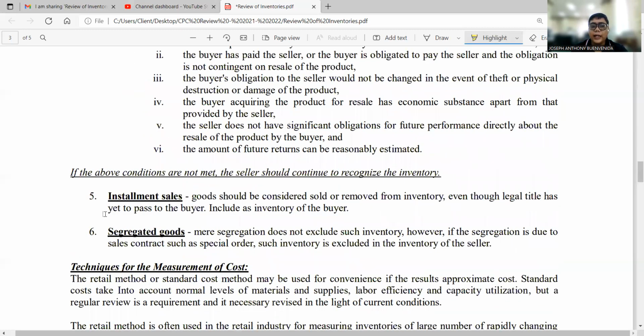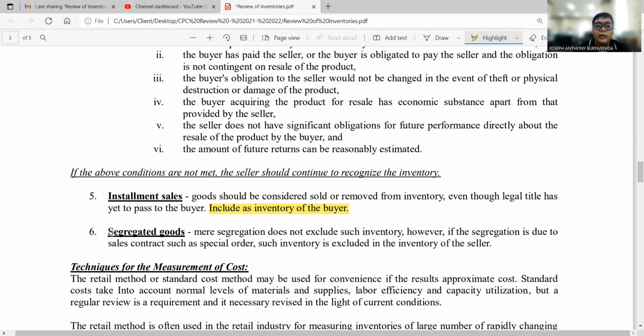Next will be the installment sales. Goods should be considered sold or removed from the inventory even though legal title has yet to pass to the buyer; include as inventory of the buyer. For example, if you buy a cellphone on an installment basis, you already have the cellphone as the buyer, so it is no longer part of the seller's inventory.